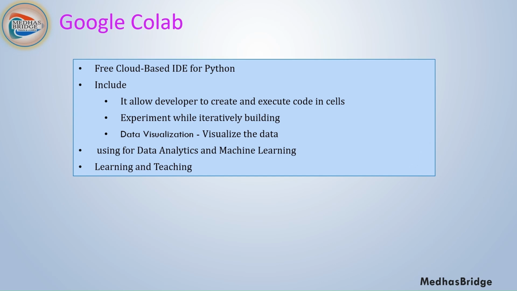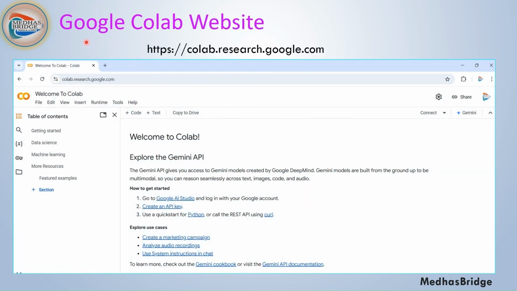Like we discussed, Google Colab is a free cloud-based integrated development environment for Python, right? We use it for data analytics, machine learning and teaching Python. Google Colab is the best online free tool. Here is the Google Colab website URL, colab.research.google.com. The landing page of Google Colab looks like this.